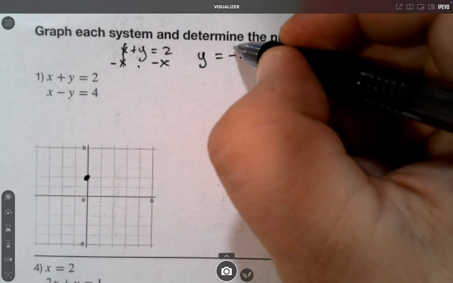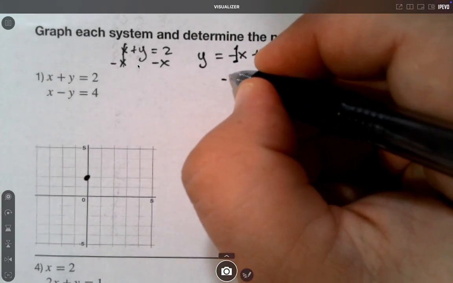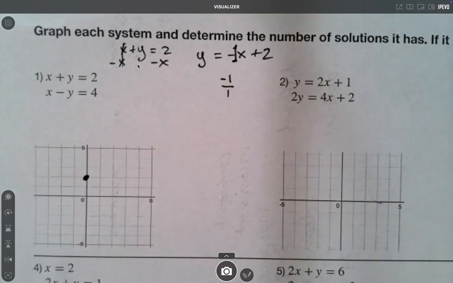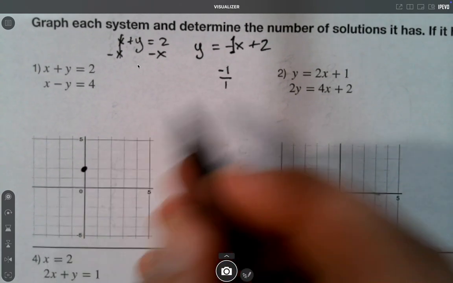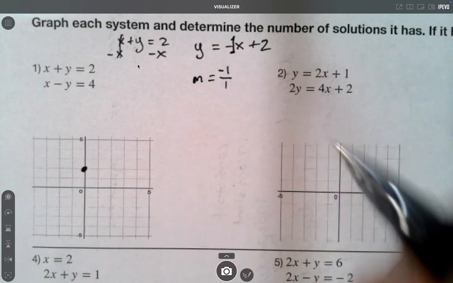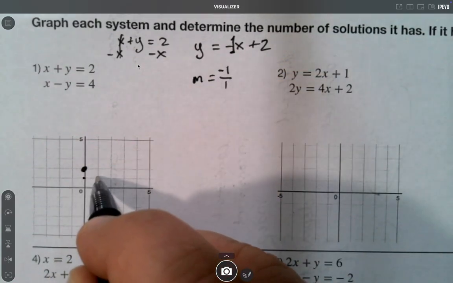Then we look at the slope, which there's an understood 1 here. So this is a slope of negative 1, which we can write as a fraction by making negative 1 over positive 1. So starting at the y-intercept, this is telling us the slope. It's telling us to go down 1 first, and then over 1.